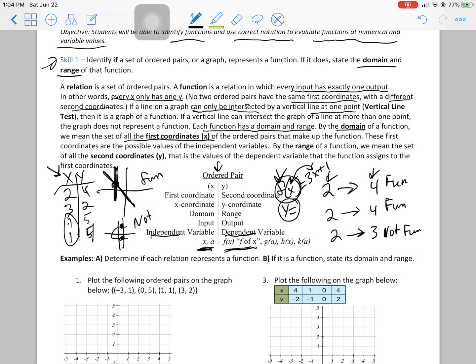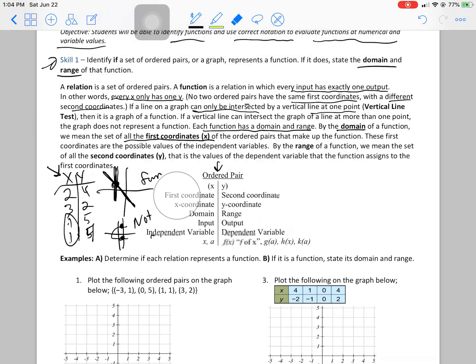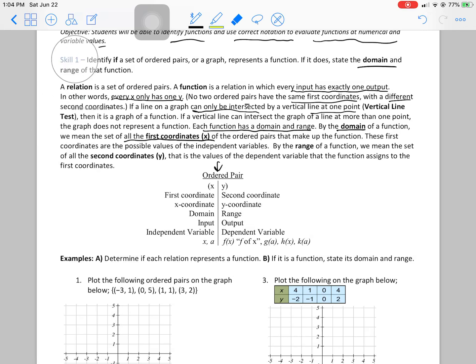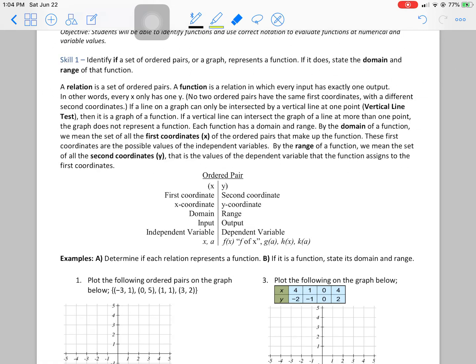Let me see if I can clean some of this off. We're going to be going through the details of this stuff. All right, that looks better already.